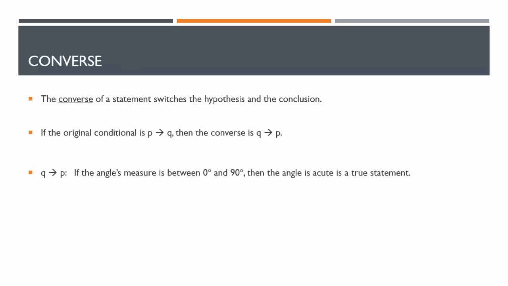The converse of a statement switches the hypothesis and the conclusion. If we're given originally statement P implies statement Q, the converse is statement Q implies statement P. Just like regular conditional statements, a converse can have a truth value. So if we look at our statement Q implies P, if the angle's measure is between 0 degrees and 90 degrees, then the angle is acute, we would say that's a true statement because, again, the hypothesis is supported by the conclusion, and the conclusion is a natural result of the hypothesis.